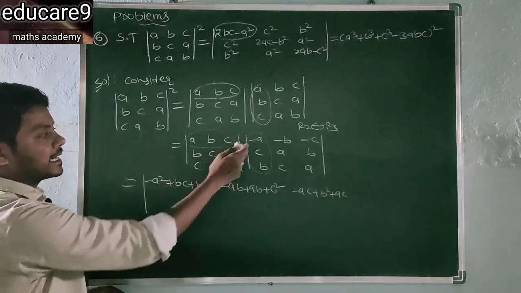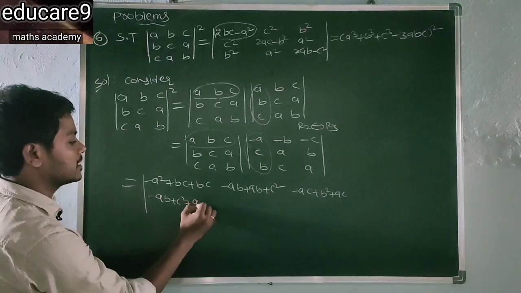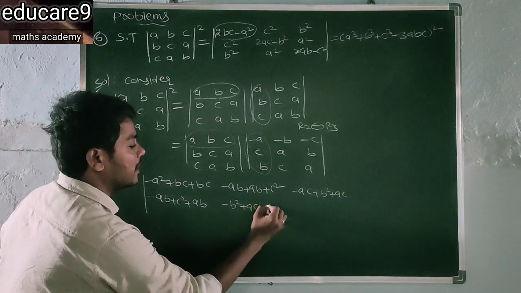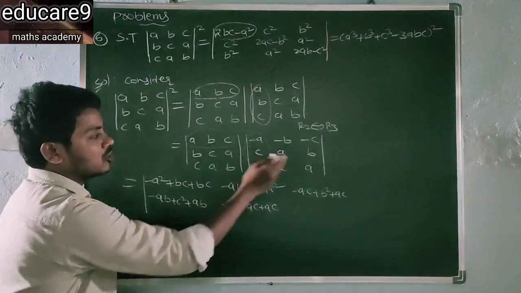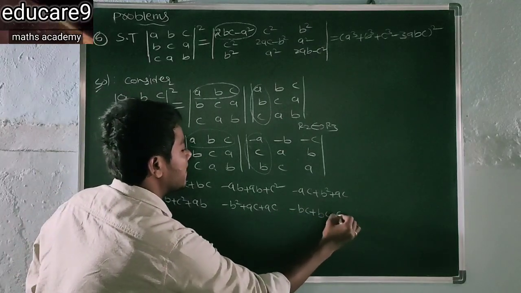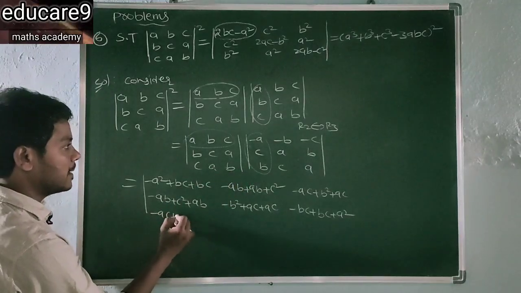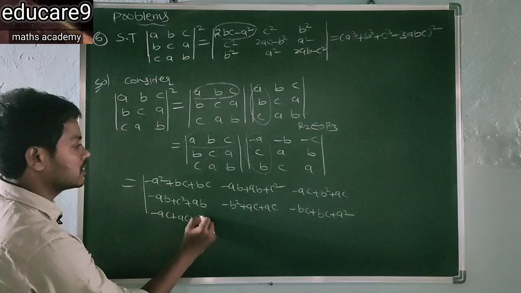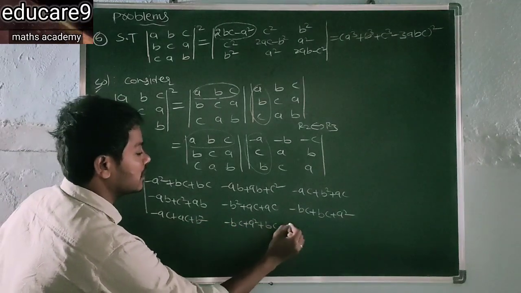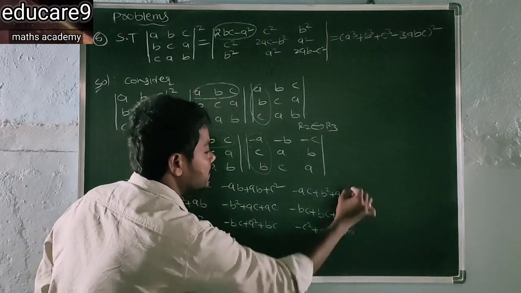Next one, second row, first column: minus AB plus C square plus AB. Next, minus B square plus AC plus C. Next, second row, third column: minus BC plus BC plus C square. Next, third row, first column: minus AC plus AC plus B square. Next, minus BC plus A square plus BC. Next one, minus C square plus AB plus CB.